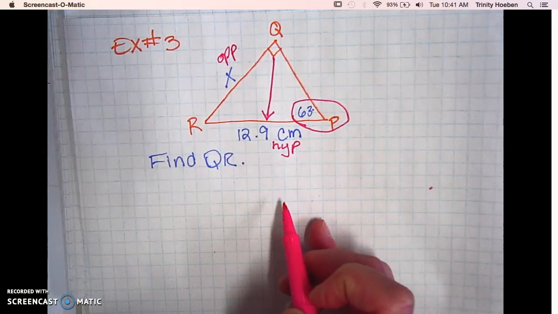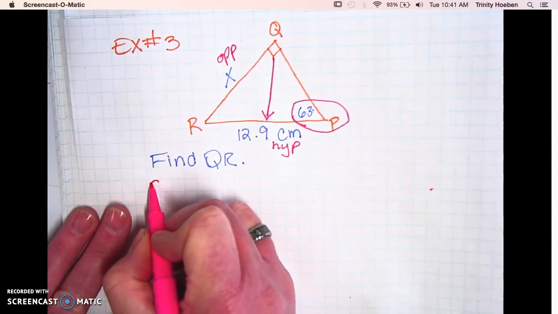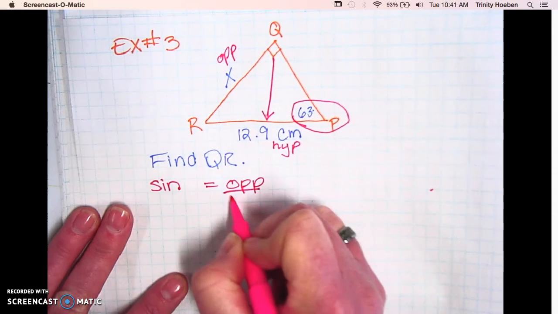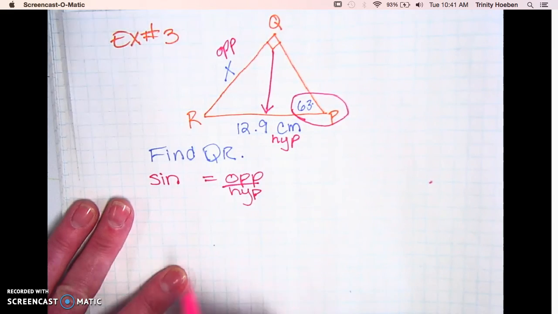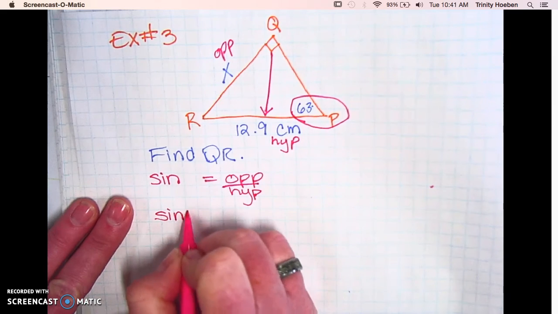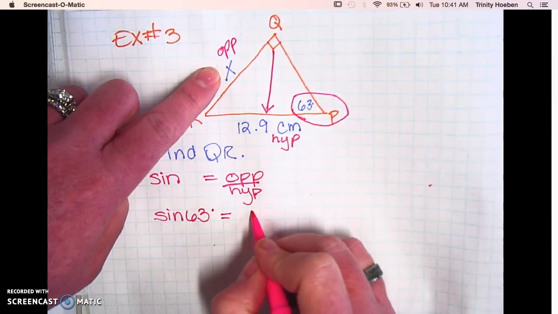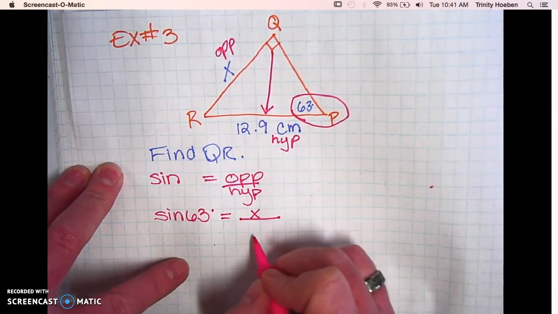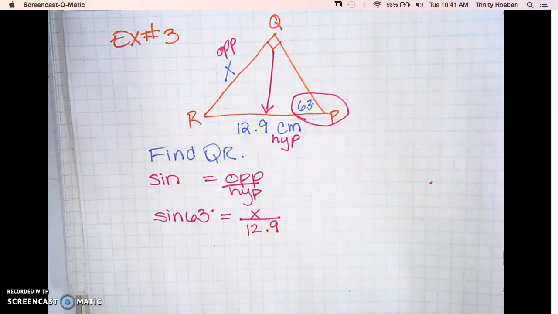So we've got opposite and hypotenuse. Which trig function uses opposite and hypotenuse? Sine, right? Sine is going to be equal to the opposite over the hypotenuse, from the trigonometric ratios that we learned on Friday. So we're going to say the sine of 63 degrees is equal to the opposite, that side over there we don't know, X, over the hypotenuse, this side over here we do know, 12.9. And we have our equation set up.